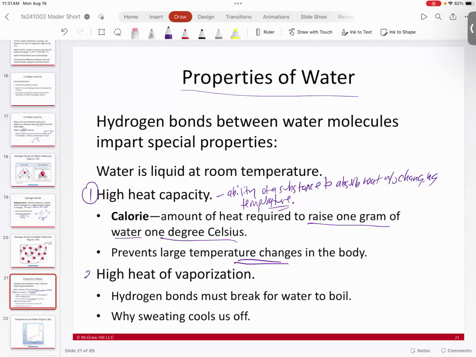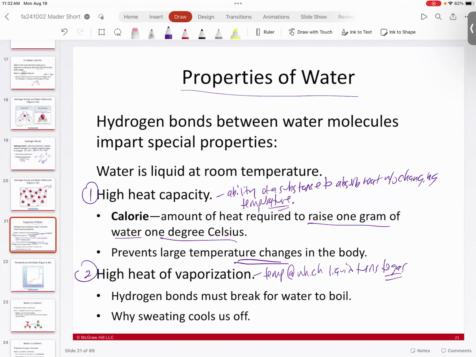Water also has a high heat of vaporization. So this is basically the temperature at which a liquid turns to gas. Ultimately, in order to vaporize, you have to break those hydrogen bonds, which tend to reform, and then it'll basically evaporate. So you have to put a bunch of energy into these hydrogen bonds in order to get them to evaporate. What this basically means is that we don't evaporate under high temperatures because we're mostly made out of water.